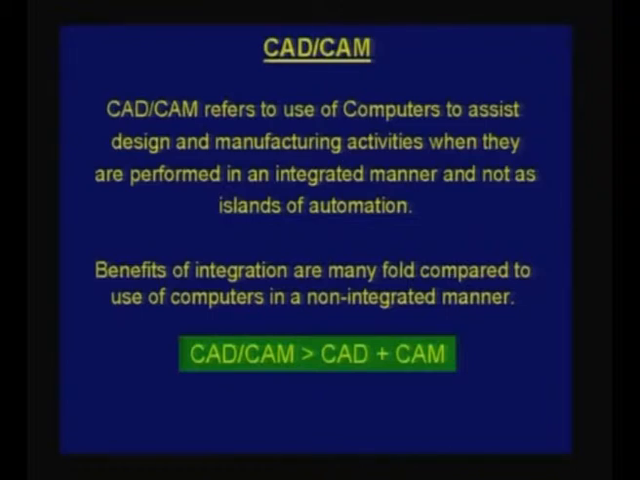And it is also true that the benefits of CAD CAM would be much more when you do it in a much integrated manner. Okay. There are organizations who use computers only for design process, then there are organizations who use them only for manufacturing processes, then there are organizations who use them separately, then you also have a class of organizations who actually look at it more from the integrated point of view.